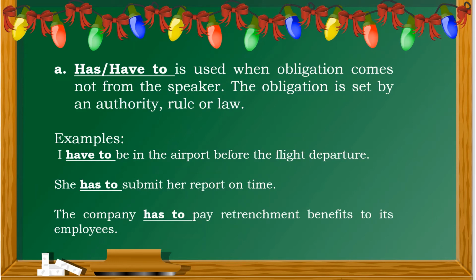Examples: I have to be in the airport before the flight departure. And that is the rule. Ito yung patakaran ng mga airport that you have to be there 3 hours or 5 hours before the flight itself. Next, she has to submit her report on time. And that is a general rule that you have to submit your report on time. Last, the company has to pay retrenchment benefits to its employees. So that is the rule or law of the company that they have to follow.